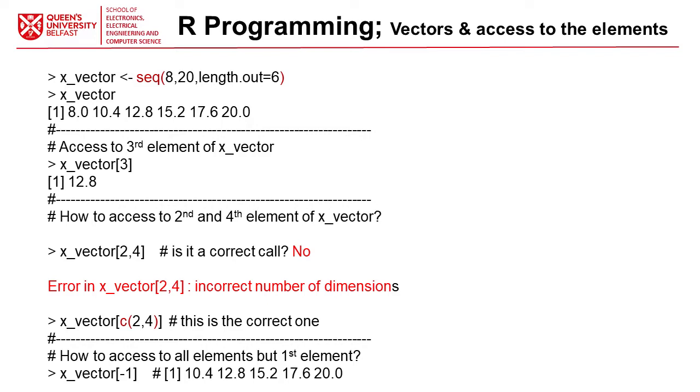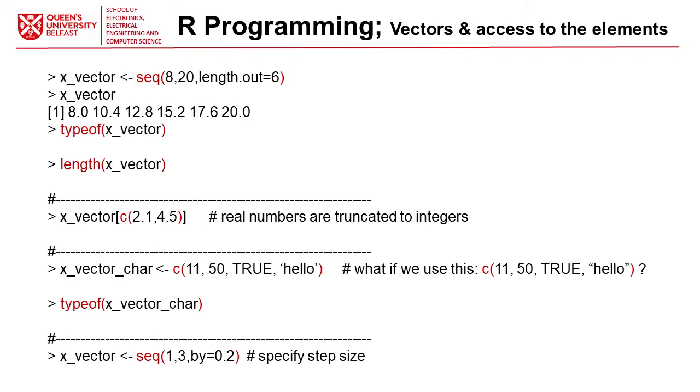Or if you want to exclude just the second and fourth elements, you can use x_vector[c(-2, -4)]. So this accesses all elements but 2 and 4.